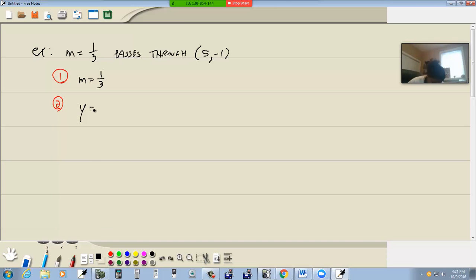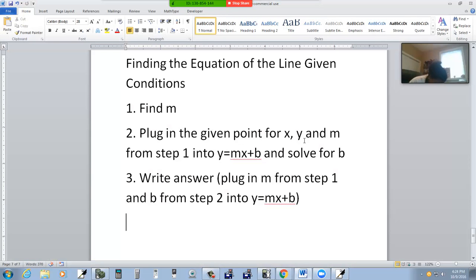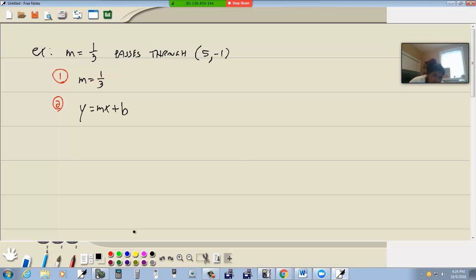Step 2. It says plug in a given point for x and y. When they give us a specific point, they're giving us an instance of x and y that we can use. So I can plug 5 in for x, and I can plug negative 1 in for y. So negative 1 is for the y. m we just said was 1/3, so I can put that in. And x is 5 plus b.